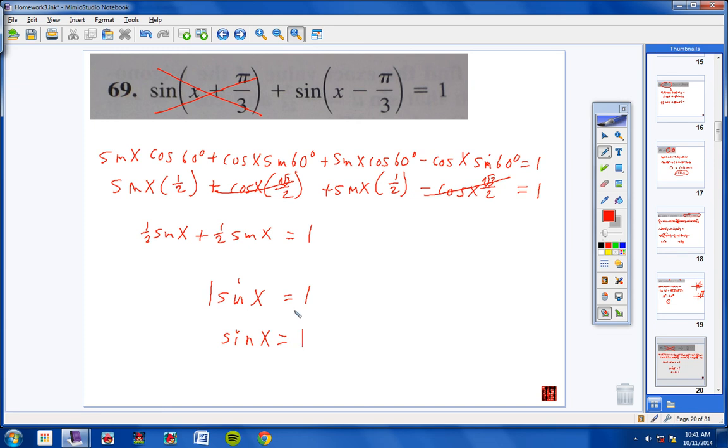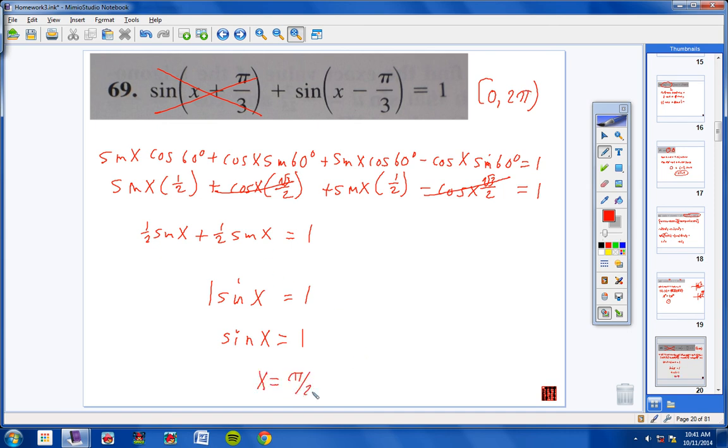So I think they give us a domain on this one. Yes, they do. It has to be between 0 and 2 pi. So when does sine give you 1? It's obviously going to be one of our quadrant angles, so sine of 0 does not work. Sine of 90 does work. Sine of 180 does not work. And sine of 270 gives you a -1. So the answer is 90 degrees or pi over 2.